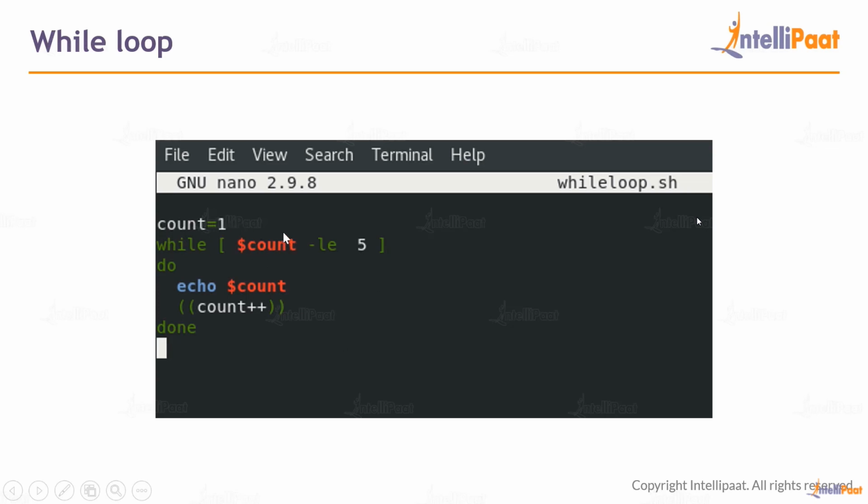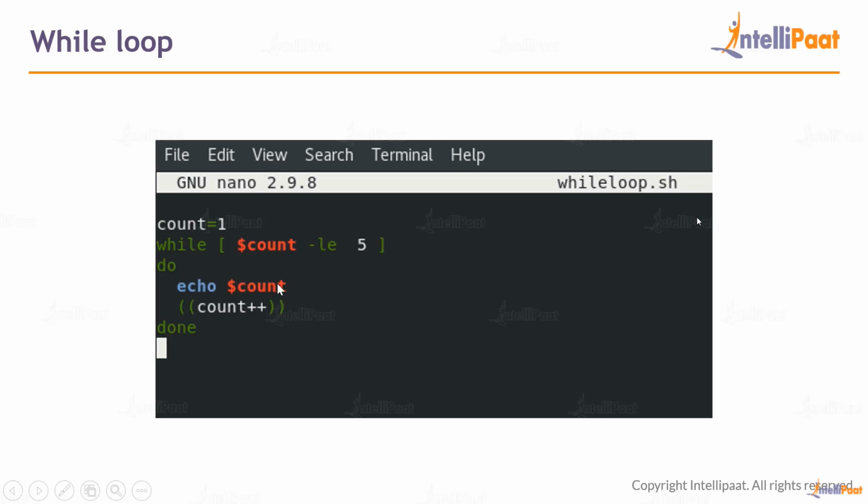So if we check here, 1 will be lesser than or equal to 5. That will be true, so it will execute. So it will print 1. Then it will add 1 plus 1 to the existing count number, which would be 2. Now 2 is lesser than or equal to 5. It is true.